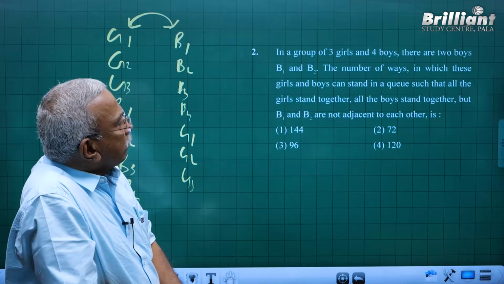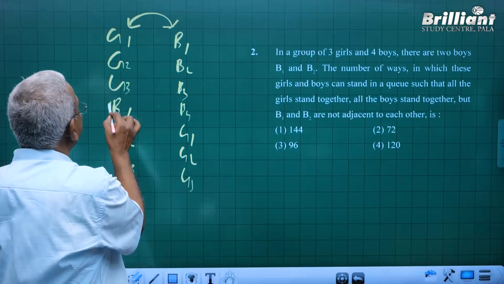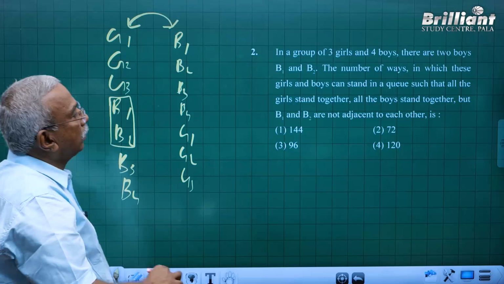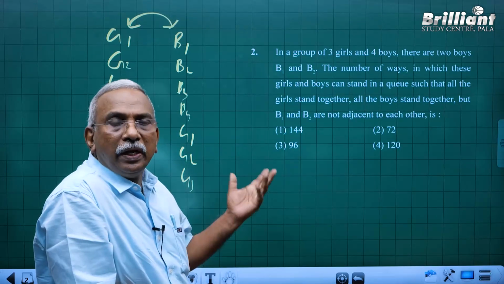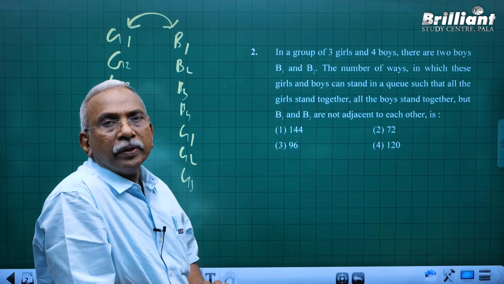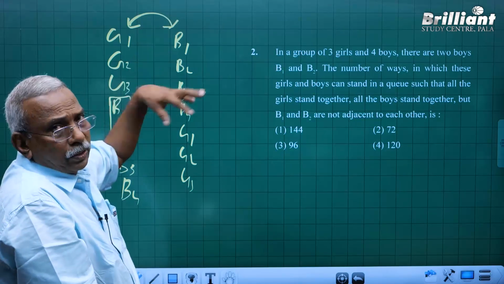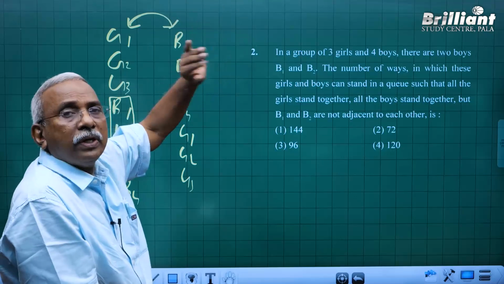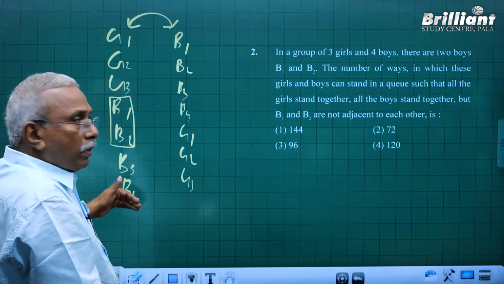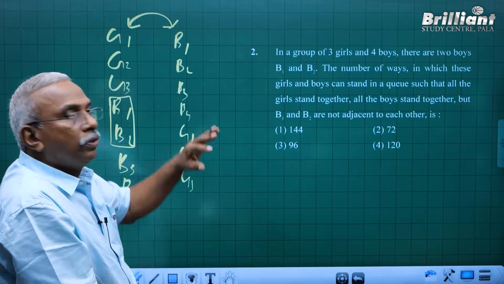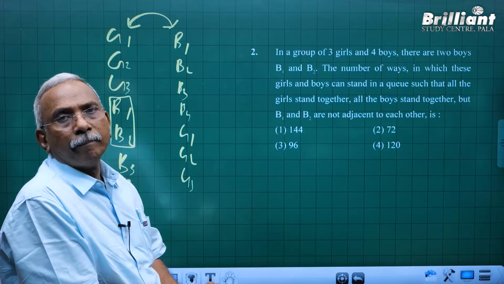But you can see the condition is given there. There are two particular boys, all boys stand together, but B1 and B2 are not adjacent. So we can see here there are two aspects. Without the adjacency condition, we can see what may be the arrangements inside them, and after that we can club B1 and B2 together and remove that from the total, which will give the answer.